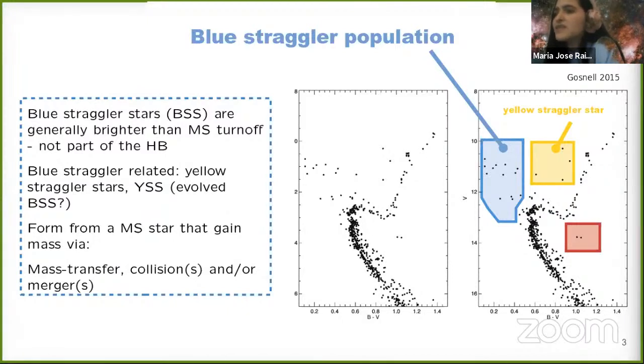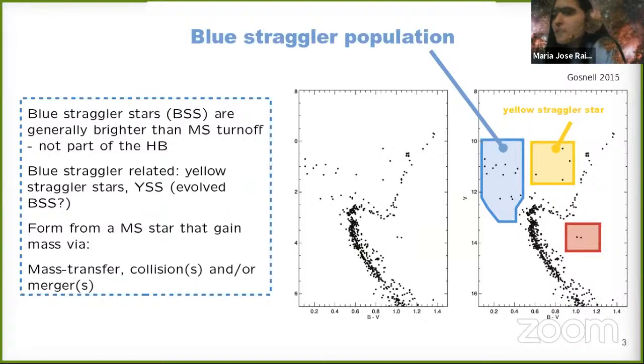The thing is, these objects are not supposed to be there. Given the age of the cluster, stars at the masses of the blue stragglers should have evolved to the red giant branch a long time ago. So they are in some way straggling behind the expected evolution. But they are not the only unexpected population. Observations have shown another exotic population also exists, the yellow straggler stars, which are supposed to be blue stragglers evolving to the red giant branch.